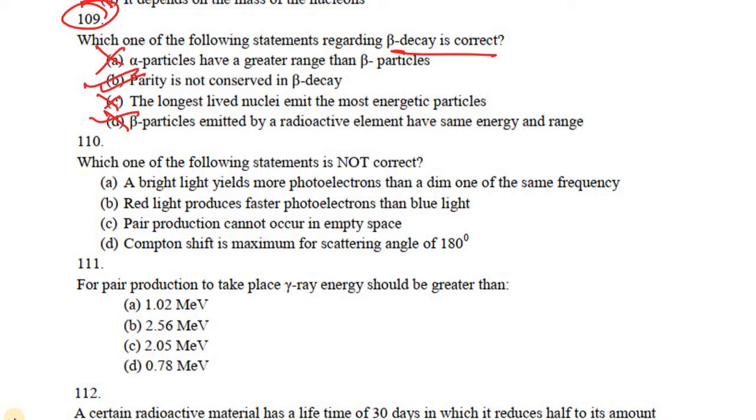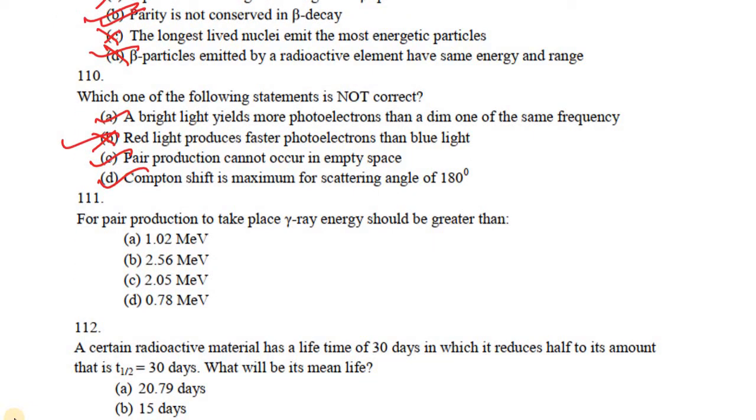110. Which of the following statements is not correct? A bright light yields more photons than dim light, this is a correct statement. Red light produces faster photoelectrons than blue light, so this is the wrong statement. Pair production cannot occur in empty space, this is correct. Compton shift is maximum at a particular scattering angle, this is also correct. The answer is B.